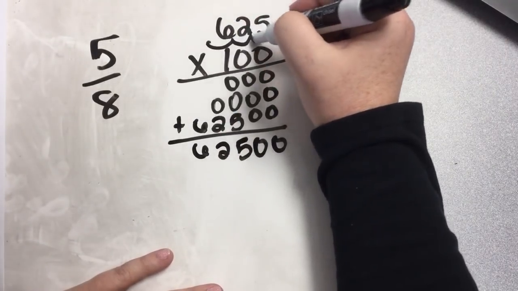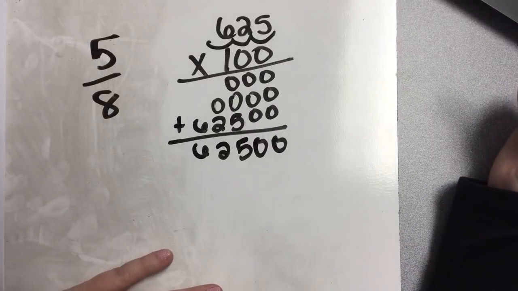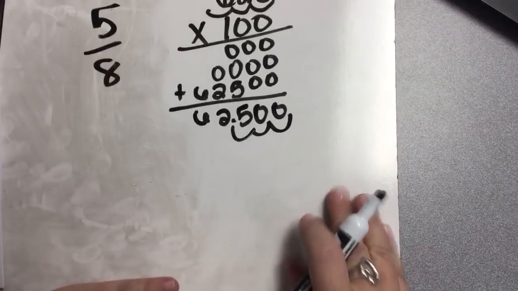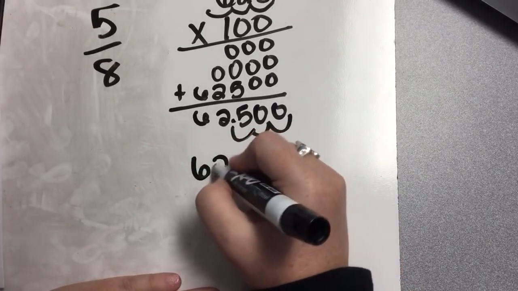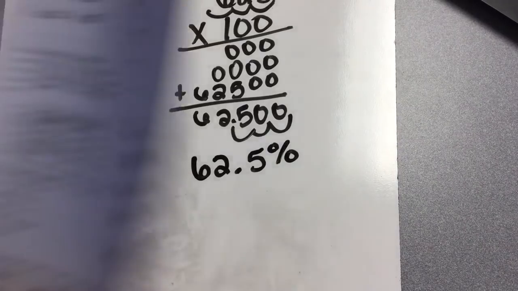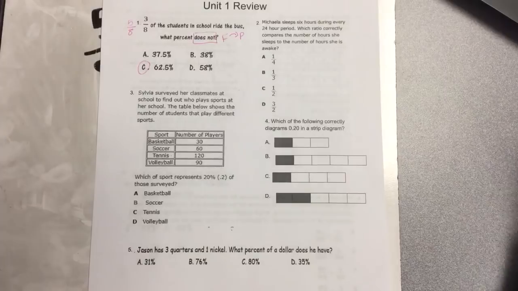I have 1, 2, 3 decimal places in the question. So I need to have 1, 2, 3 decimal places in the answer. And so my percent is 62.5%. And if you look at your answer sheet, that is going to be C.